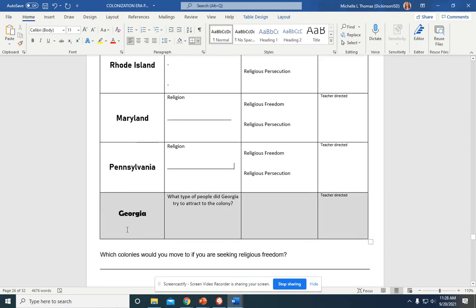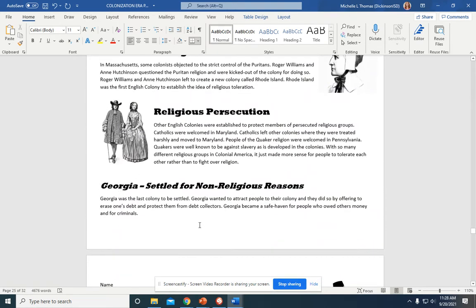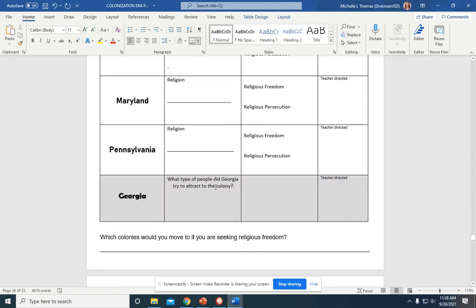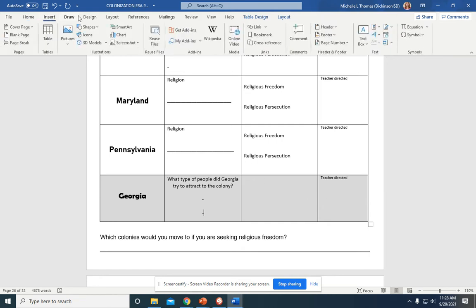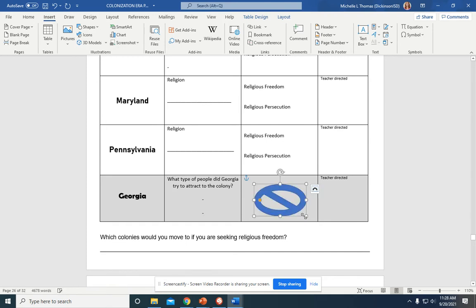Then you're going to read about Georgia. Georgia has nothing to do with religion. It's going to be down here, but I have a question for you. What type of people did Georgia try to attract to the colony? There are two types of people for your answer that they tried to attract. And then this box, you can actually not worry about. I'm going to put my little 'you don't need to do it' symbol right there. You don't have to do that one.